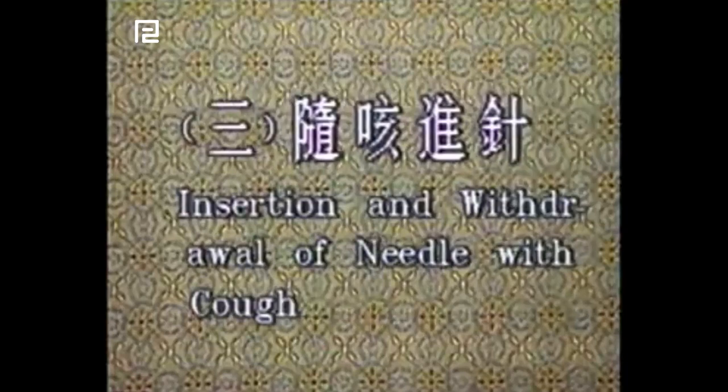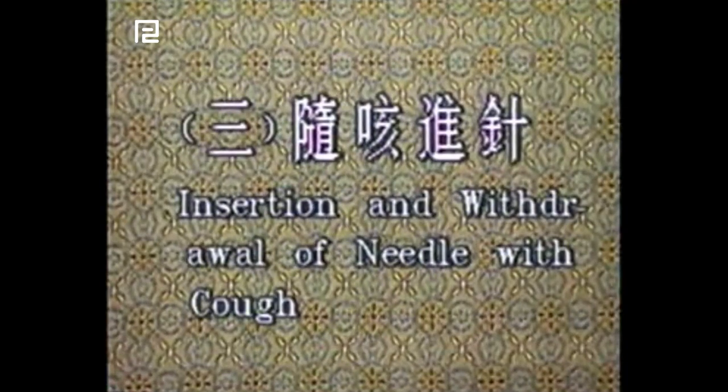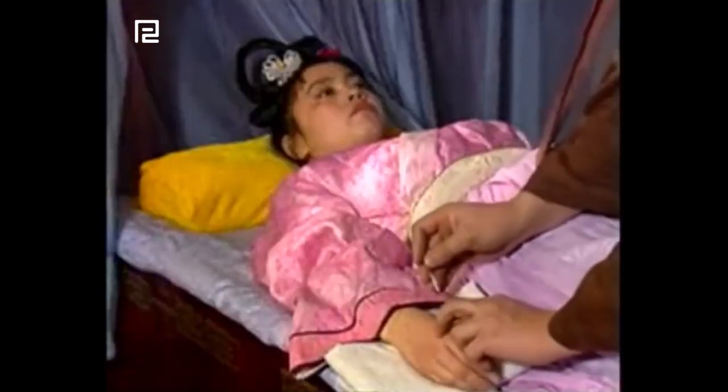Insertion and withdrawal of needle with cough. Liu Jin of the Ming Dynasty wrote of his teacher Chen Hui's method of inserting and withdrawing the needle with cough in his book Shen Yin Jing. He stated that, press the point with the finger of the left hand. Take the needle with the right hand and hold it above the point. Ask the patient to cough, and at the moment of coughing, insert the needle. When taking out the needle, ask the patient to cough again, and at the moment of coughing, withdraw the needle.